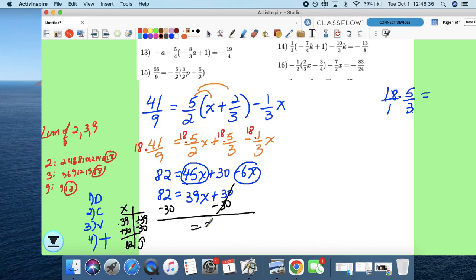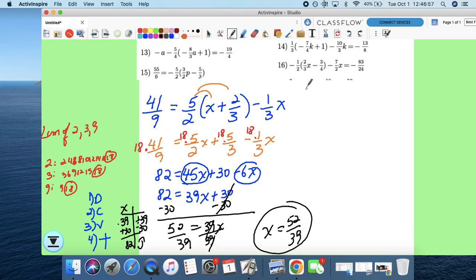That goes away. 39x comes down, and then 82 minus 30 is going to be 52. And then we're going to divide both sides by 39, and x equals 52 over 39. Yeah, you're going to get answers that are not nice whole numbers, which is okay.